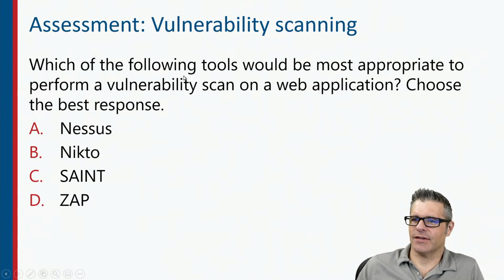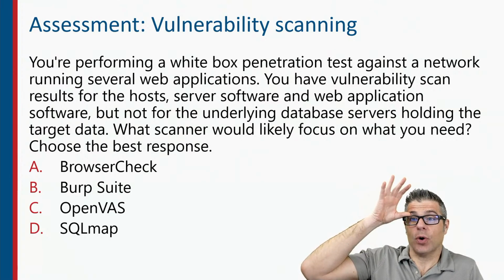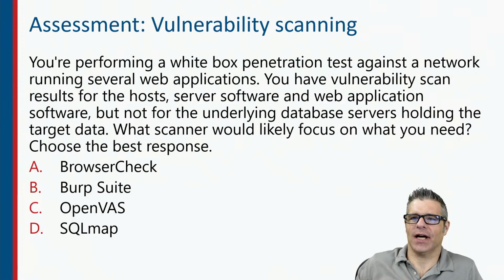Yeah, Nikto, Sait, and Nessus, all network scans. You're performing a white box pen test against a network running several web apps. You have vulnerability scan results for host server software and web app software, but not for the underlying database servers holding the target data. Which of the following would you likely need to map the underlying data that lives on some... oh, is that D? All right.